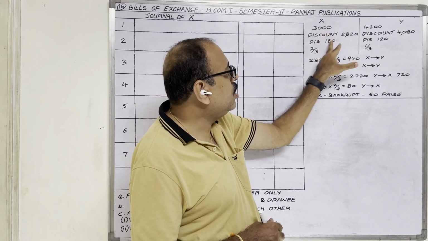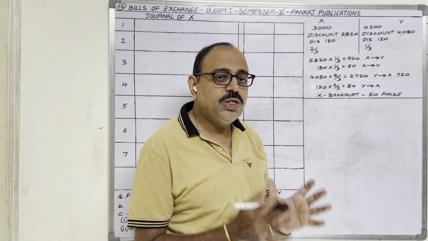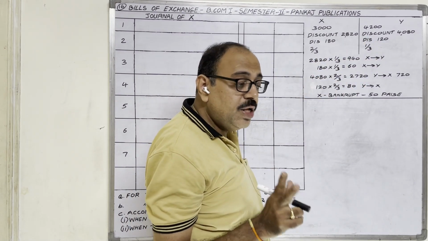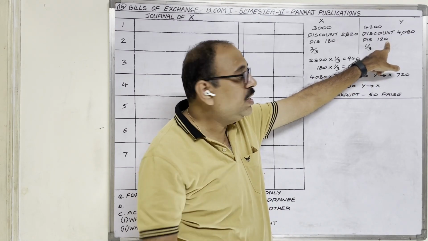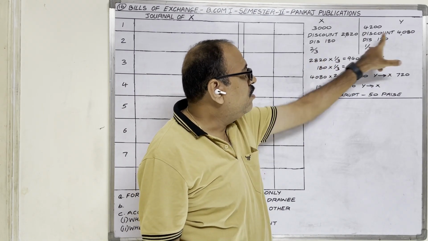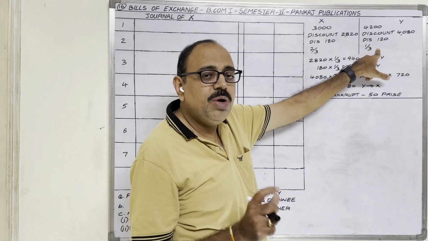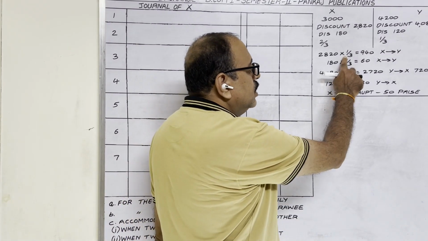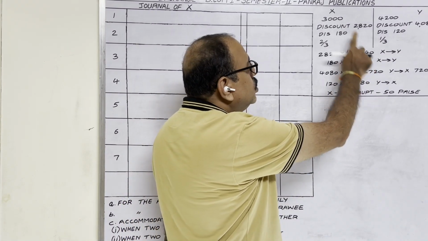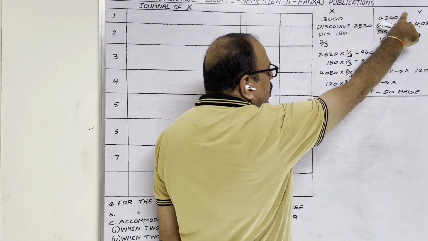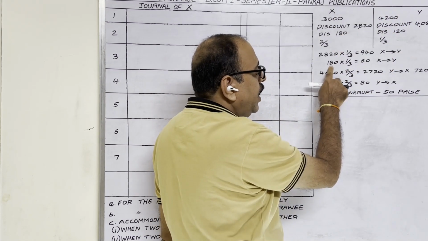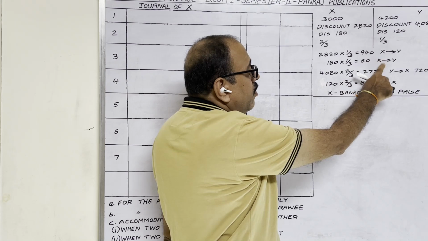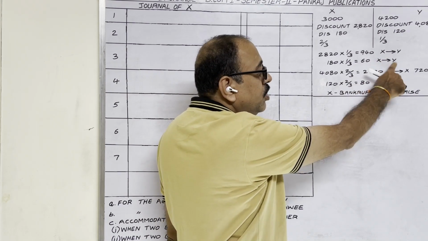So the first bill discount loss is 180 rupees, no. In that, X should bear 2/3 and Y should bear 1/3. Second bill discount loss 120 rupees. In that, X should bear 2/3 amount, Y should bear 1/3 amount. First bill discount proceeds 2,820. In that, 1/3 is nothing but 940 rupees. So X is giving to Y. First bill discount loss 180. In that, 1/3 is nothing but 60 rupees. Y has to bear. X is charging to Y.